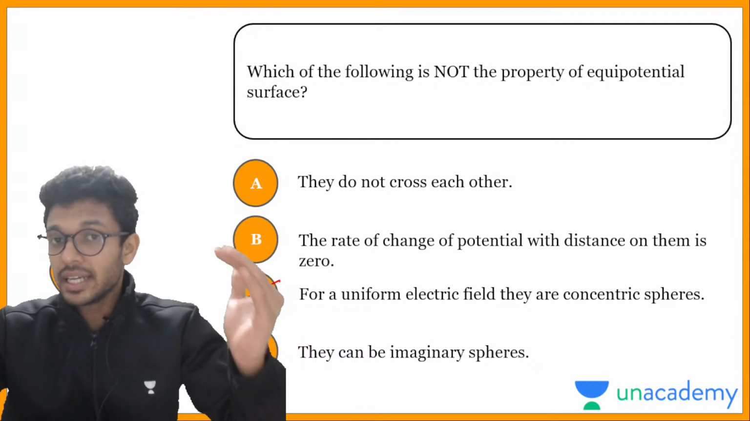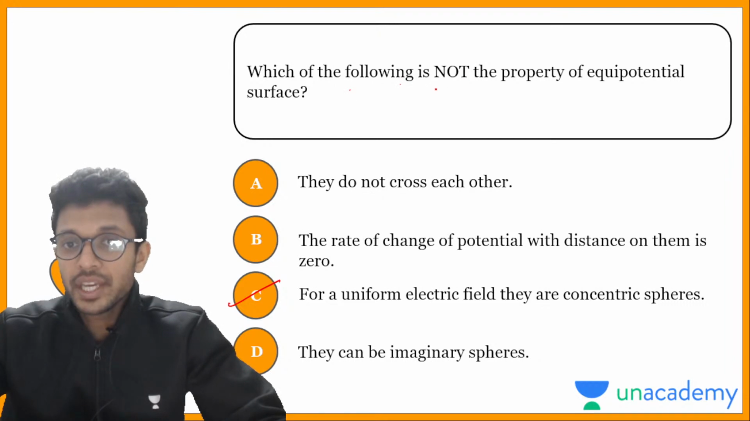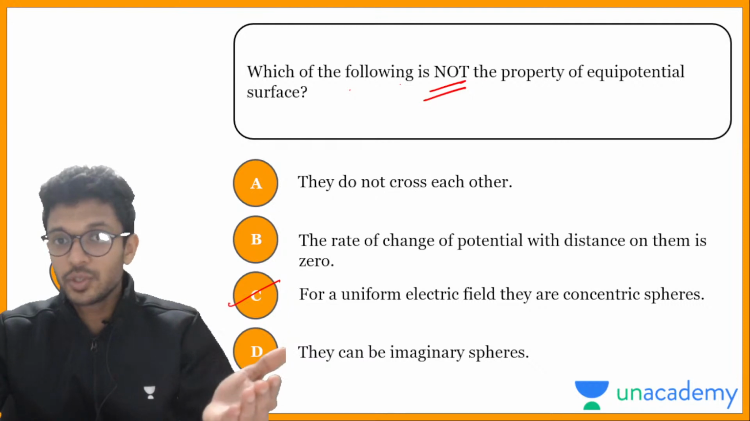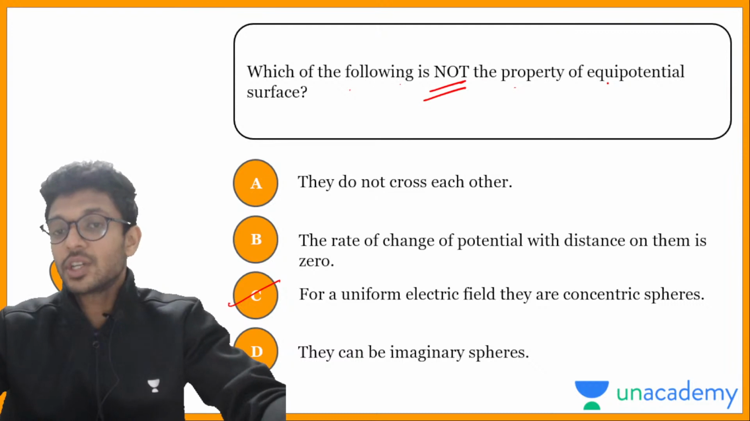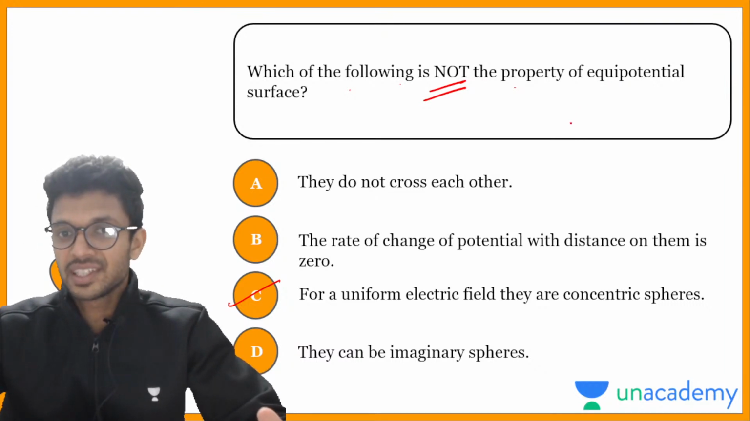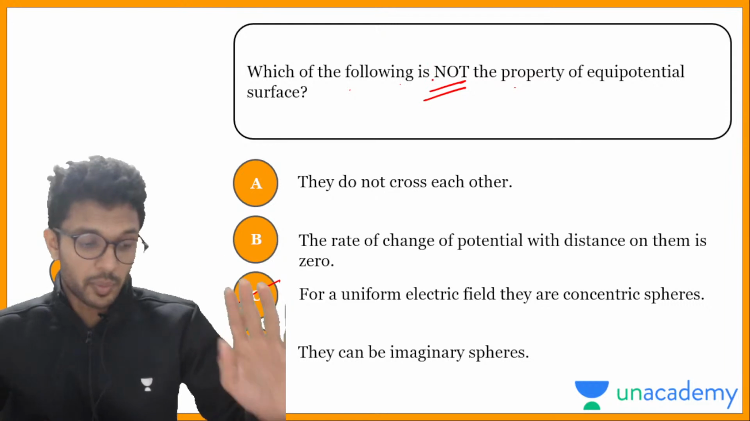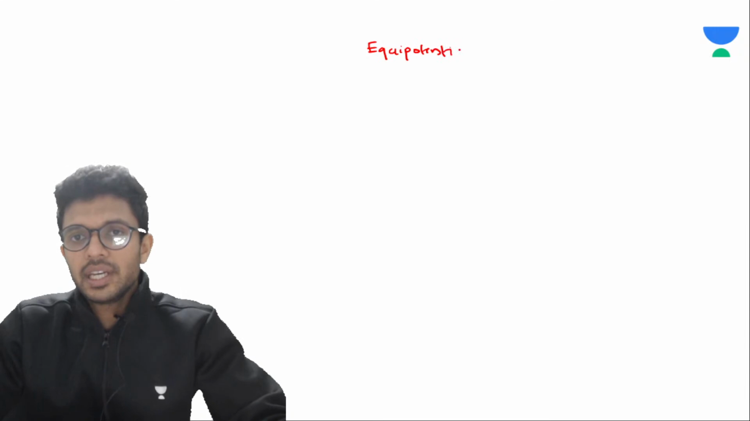Now I'll discuss the entire theory related to this and let's understand the theory behind it. Which of the following is not a property of an equipotential surface? In the examination hall, you will have so much pressure, you might miss the word not. You'll go for the option which talks about a property of equipotential surfaces. Then you read the first option, they do not cross each other, and you'll be like, okay, tick. But the question is to find what is not the property. I'll give the theory on the next page. Tell me, what do you mean by equipotential surface?